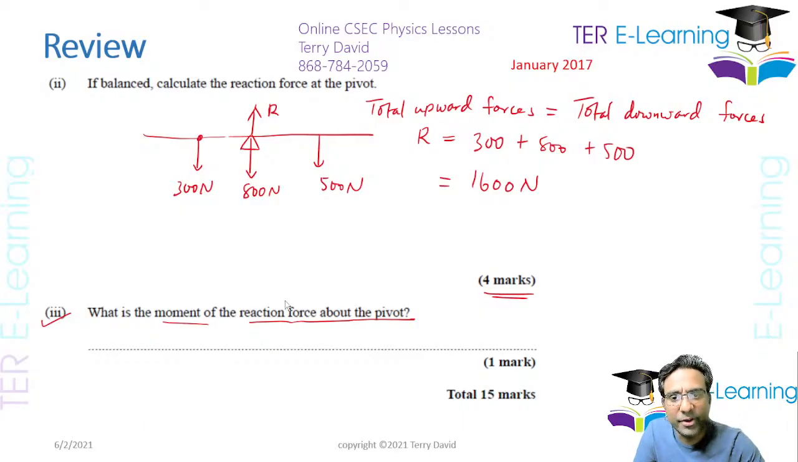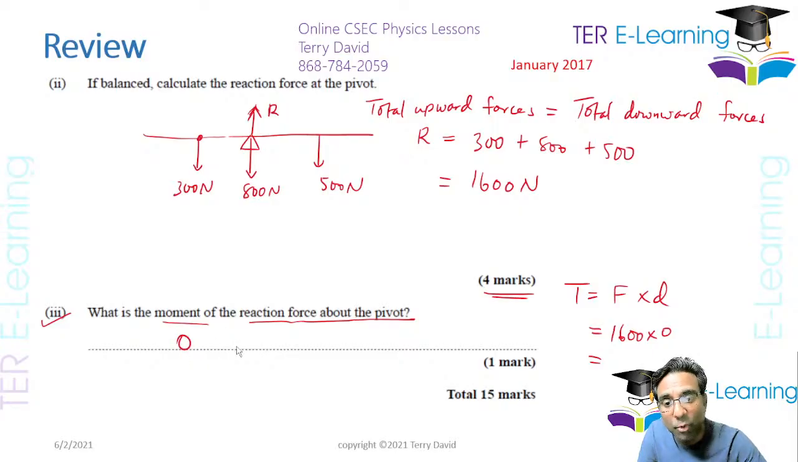So here's what's happening here. Remember, to find the moment of a force, the moment is equal to force multiplied by distance. Now, this force that we just worked out here, that R is actually at the pivot. So the force R is 1600 multiplied by my distance from the pivot, which in this case is going to be 0. So my moment is actually going to be 0. So my moment of the reaction about the pivot is 0 Newton meters.